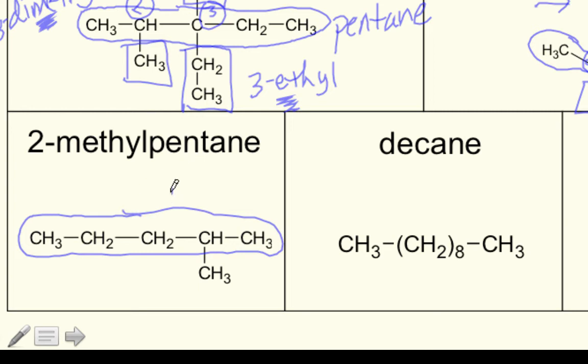All right, this one right here, longest continuous chain. Apparently I like pentane a lot. This is pentane. And I have a methyl group. That's a methyl. And this one's coming off carbon number 2. In fact, this is kind of a simple one compared to some of the other ones we've been doing. 2-methylpentane.